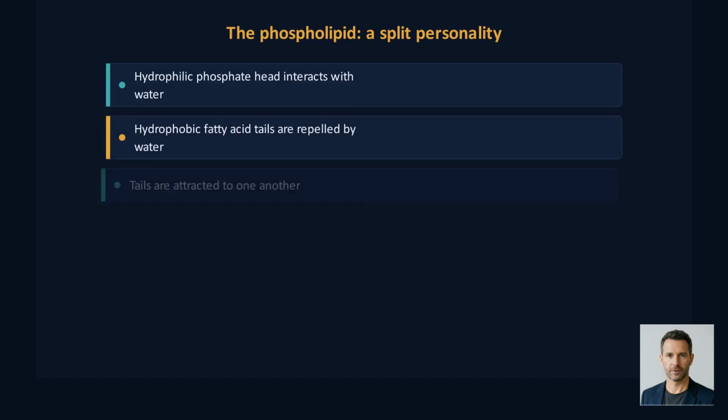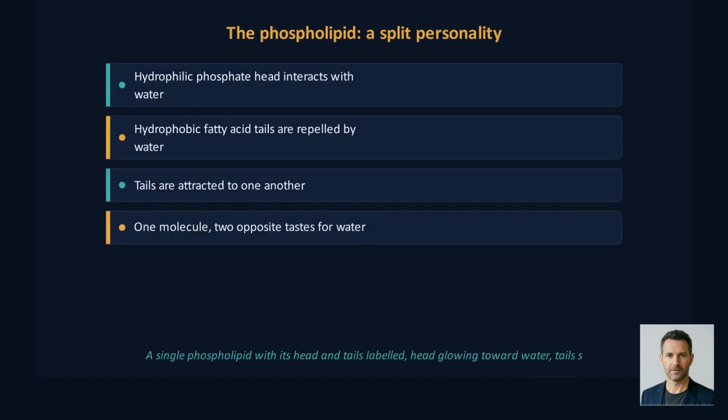The wall of the cell is built from a single clever molecule, the phospholipid. Every phospholipid has 2 halves with opposite tastes for water. At one end sits a hydrophilic phosphate head, a part that interacts happily with water. At the other end hang hydrophobic fatty acid tails, which are repelled by water and instead are attracted to one another. So a single phospholipid cannot decide whether it loves water or hates it. It does both at once, at opposite ends. Keep both of those facts in mind, because each one is about to matter.